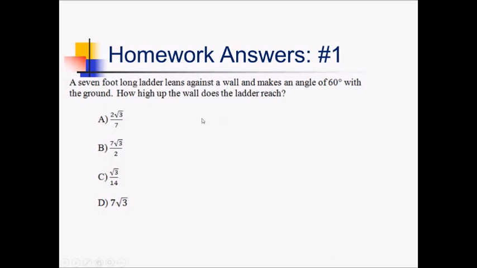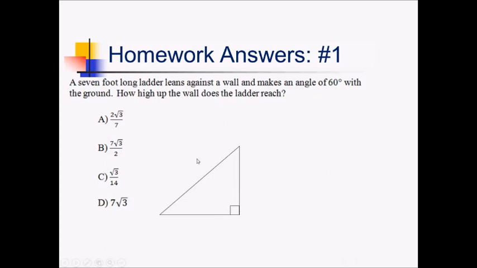For this problem, we're told that a 7-foot ladder leans against a wall and makes an angle of 60 degrees with the ground. We want to know how high up the wall the ladder reaches. Well, let's draw a picture to represent this. If we have a ladder against a wall, that ladder, the wall, and the ground form a triangle, specifically a right triangle, assuming that the wall is coming straight out of the ground and isn't crooked or anything.